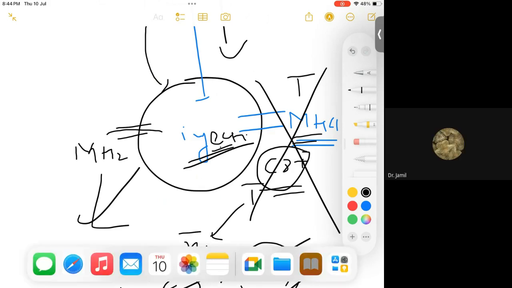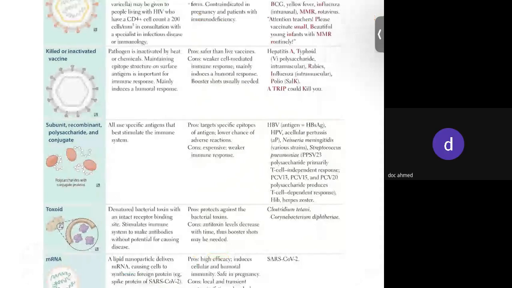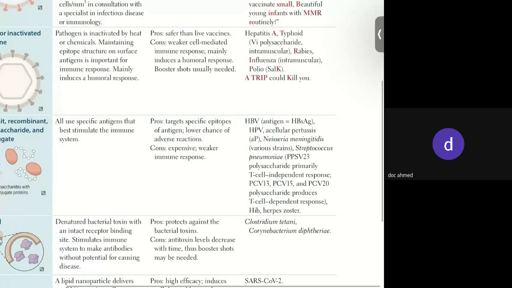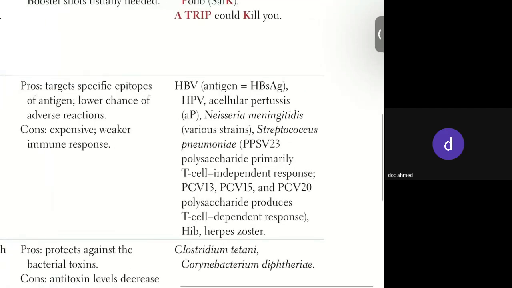Conjugate vaccine. So we are conjugating it with some proteins in order to get a good humoral response, right? So what are the examples? The examples here are HBV, acellular pertussis, Neisseria meningitidis, Streptococcus pneumoniae. PPSV23 is a polysaccharide, so weaker, right? But PCV13, PCV15 are better because they are conjugate vaccines. And once we have a conjugate vaccine, that's basically TH dependent activation of B cells, which is better, right? Is it clear?